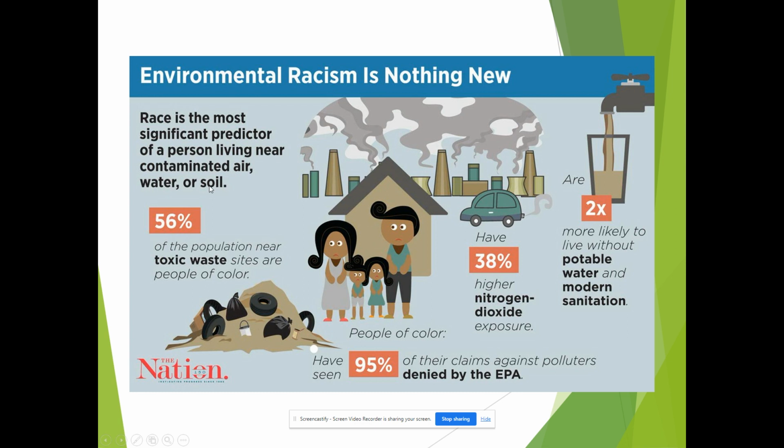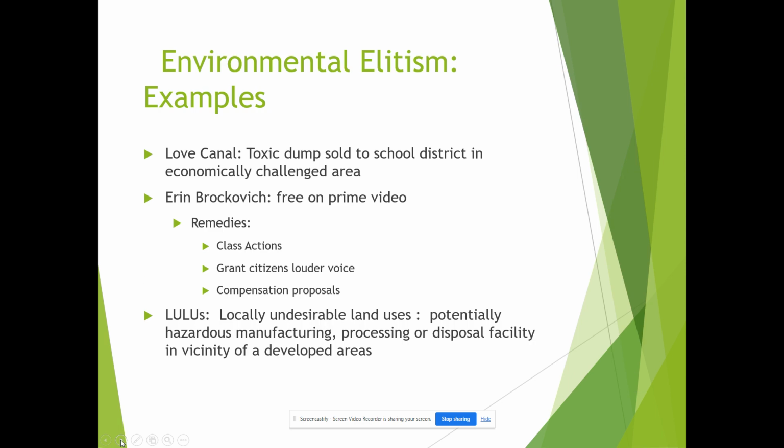It's just a little graphic. Look at this: 56% of the population near toxic waste is people of color. People of color have 95% of their claims against polluters denied by the EPA. They have a 38% higher exposure to nitrogen dioxide, and they're twice as likely to live without potable water or modern sanitation. So it's really like a terrible, terrible statistic here.